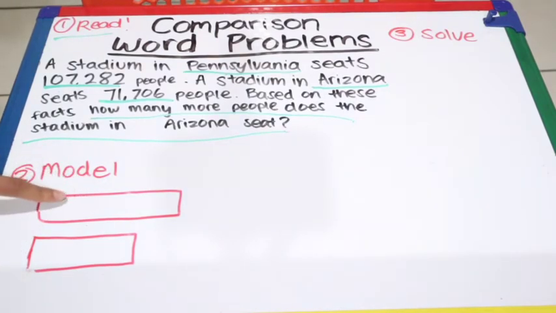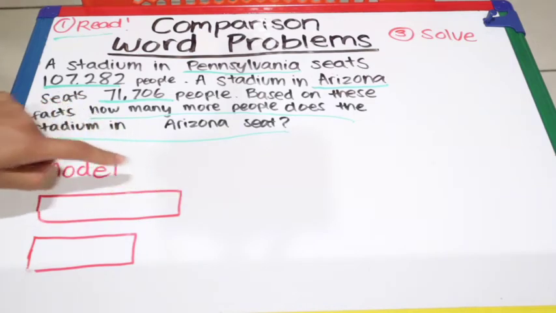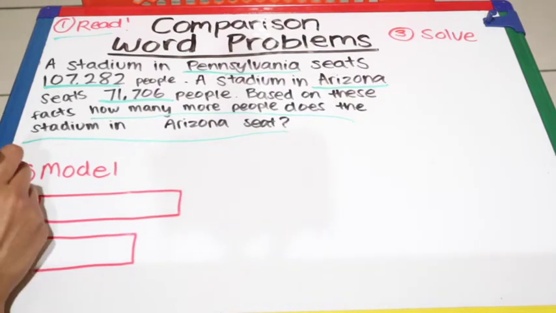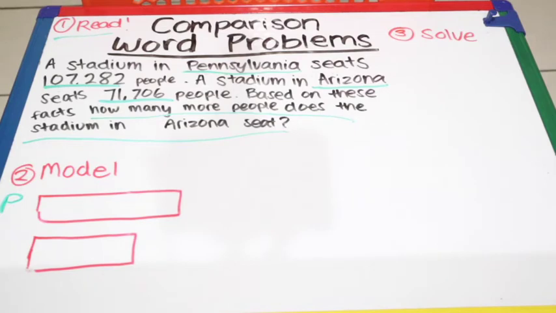Right away I know I'm going to have a bar that is longer and then a bar that is slightly smaller. Go ahead and take a moment to think, what am I going to label this larger bar? Okay, if you said Pennsylvania, that is correct. The reason why I'm going to label this as Pennsylvania with a P is because this bar has 107,282 people, and then this Arizona stadium has 71,706. So this is clearly less than that one.